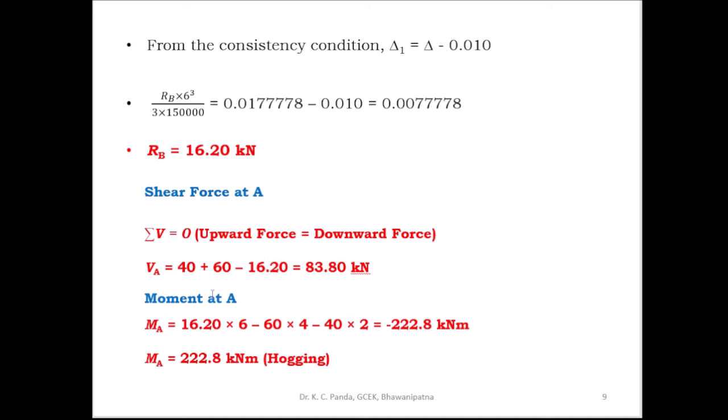Then find out the moment at A. MA is equal to RB into 6 meter minus 60 into 4 minus 40 into 2, which is equal to minus 222.8 kilonewton meter. The moment at A is the hogging moment. So this is equal to 222.8 kilonewton meter. These are the moment and the reaction at the fixed end A that you can find out after knowing the reaction at B.